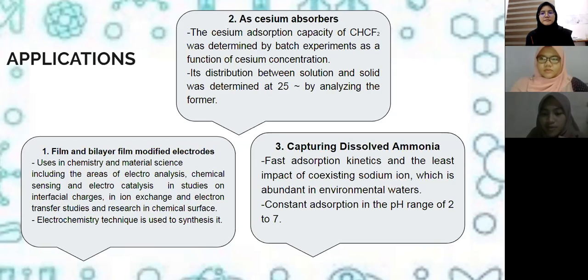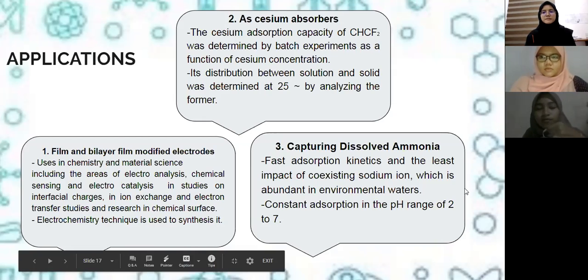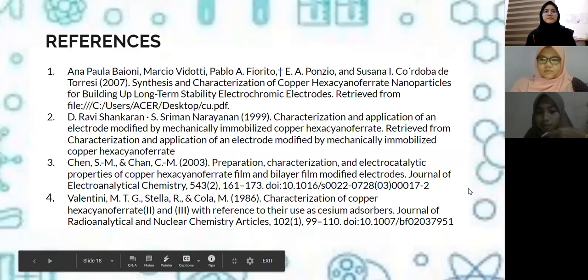Capturing dissolved ammonia is the last application for the compound, which has fast absorption kinetics and least impact from coexisting sodium ions in the abundant environment of water. The suitable pH for constant absorption is around 2 to 7. That's all for the application of the compound.